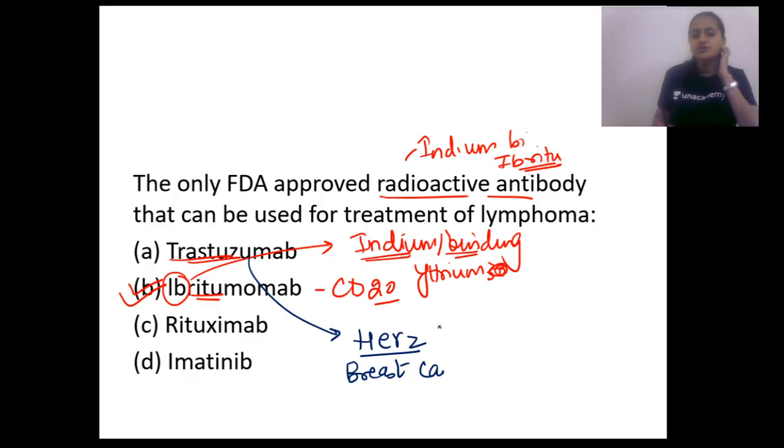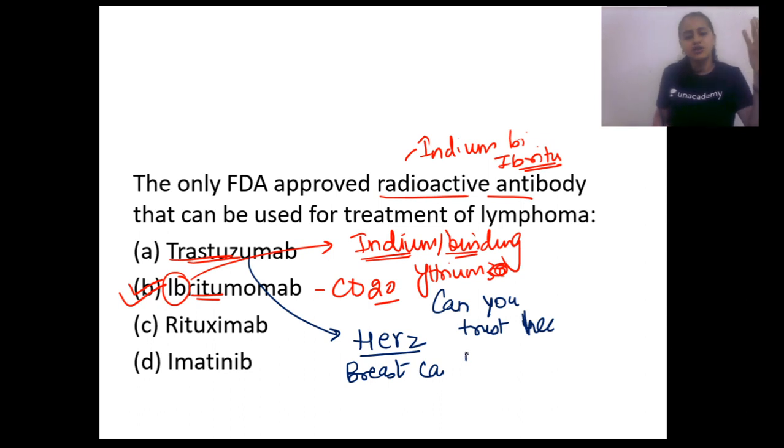Okay. So how do you remember this? Trastuzumab means, can you trust her? Otherwise, she will break your heart. So, trust is trastuzumab. Her is HER2. Heart is the side effect of trastuzumab. That means it can cause cardiomyopathy.